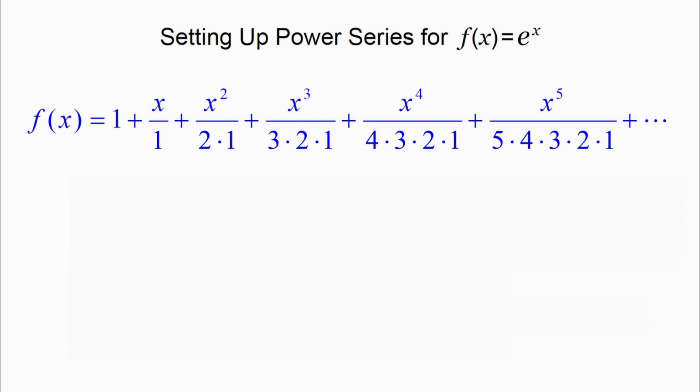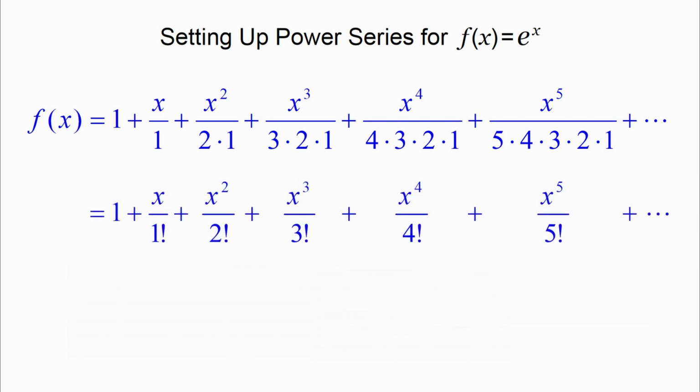The denominators of the successive terms are now explicitly multiplied by the factor 1 to make evident that these can all be expressed as ascending factorials. By doing so, the series can be compacted to 1 plus x over 1 factorial plus x squared over 2 factorial plus x cubed over 3 factorial plus x to the 4th over 4 factorial, etc.